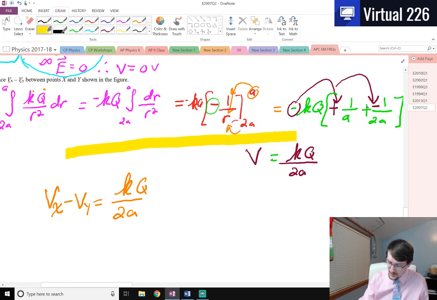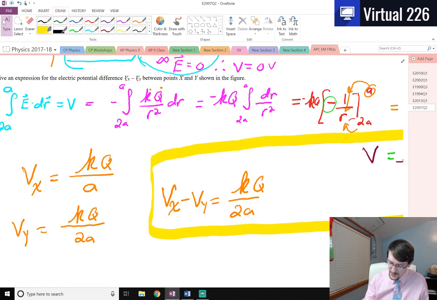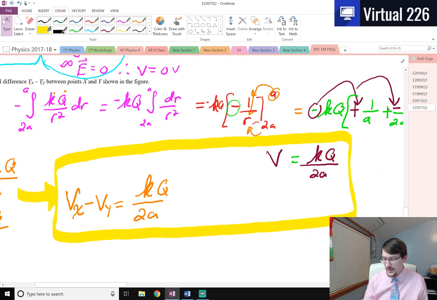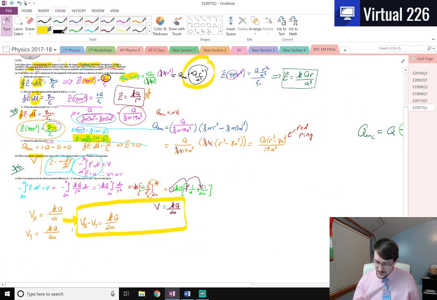So you could do that problem in two different ways. You could either use values you knew from before and just take the easy way out, or you could actually run that integral and solve it. It's really up to you on that one. So anyway you cut it, you're going to get the answer.